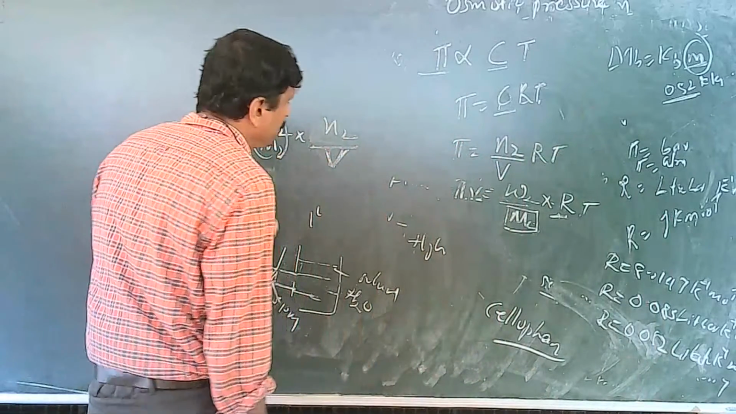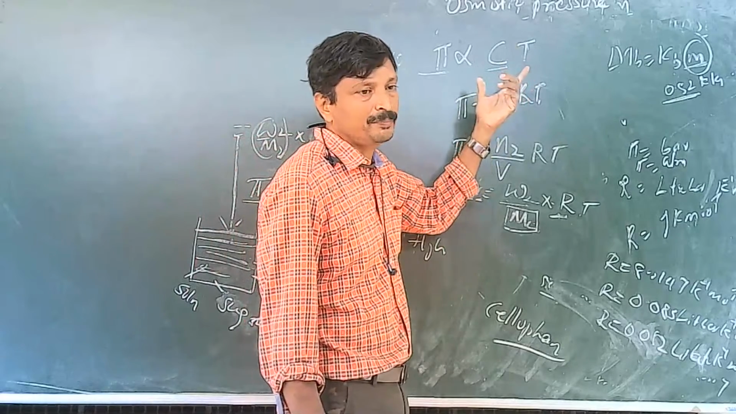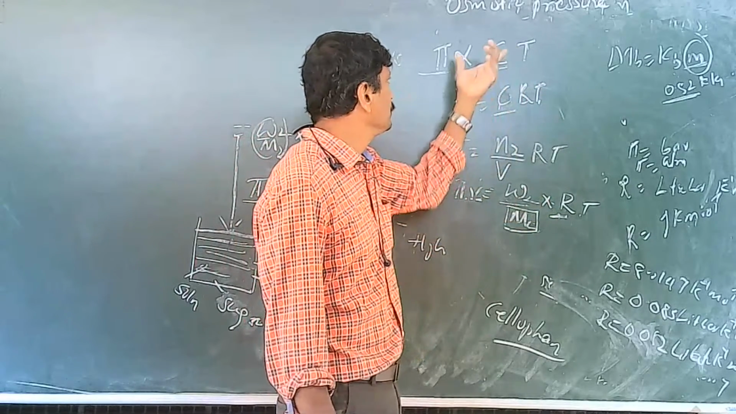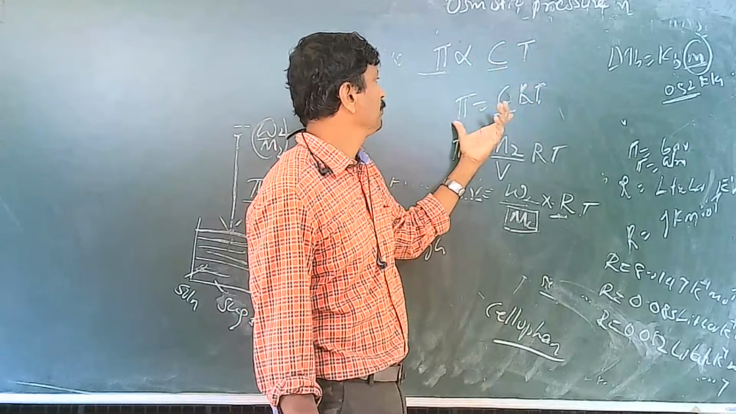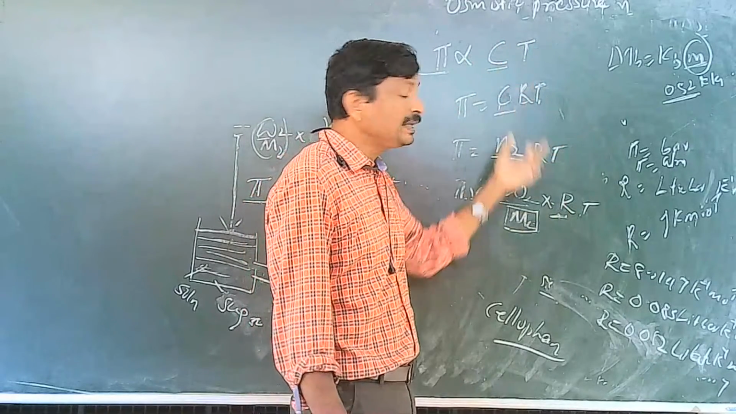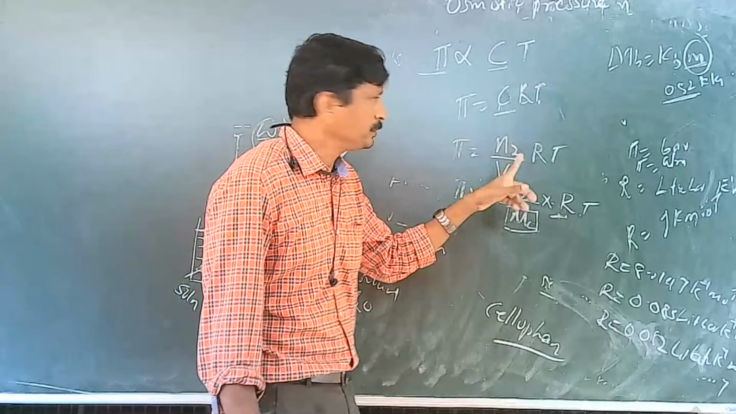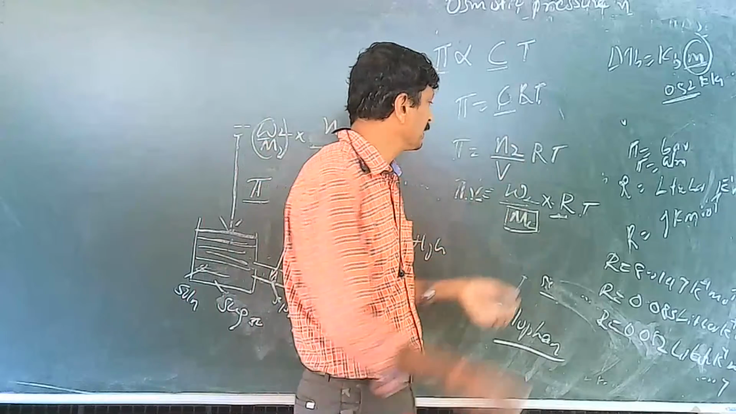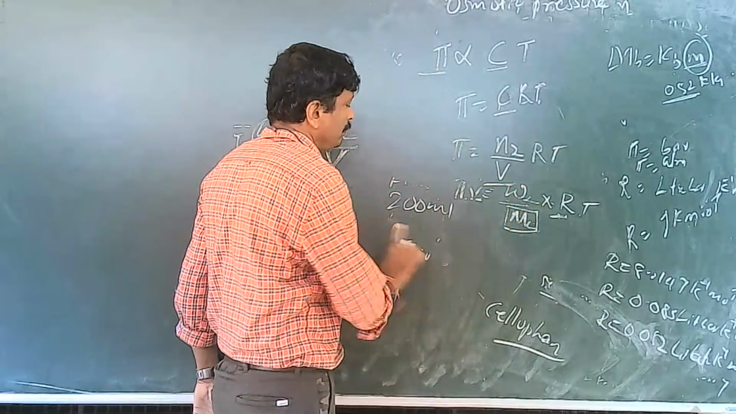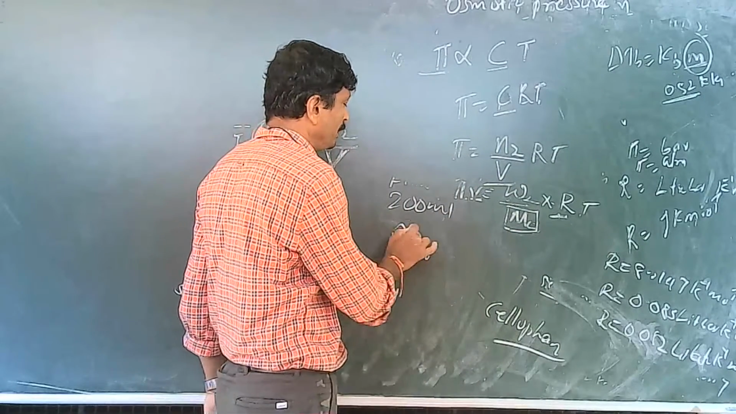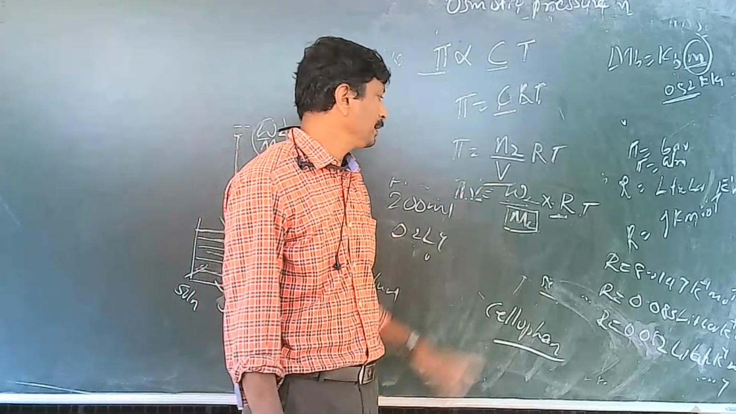This is a colligative property. It depends upon the concentration, and concentration means the number of solute particles. So pi is proportional to the temperature as well as the concentration. Pi is equal to CRT. Here C is the molar concentration. How do you calculate the molarity? Number of moles divided by volume of the solution in liter. So you should remember, suppose 200 ml of solution is 0.2 liter. So this V is the volume of the solution in liter.